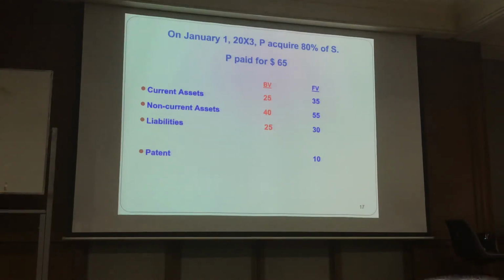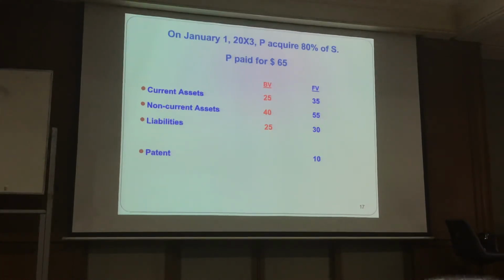Now look at the right side. The right side here is fair value, the fair value of that particular asset and liabilities. When I asked my FA to come and remeasure this firm, this is what they got. Current asset, book says 25, fair says 35. That could be inventory or whatever where the value is higher, but normally it goes down. Non-current asset 40 turns to be 55. Liability remeasured again, what did you get? 30.